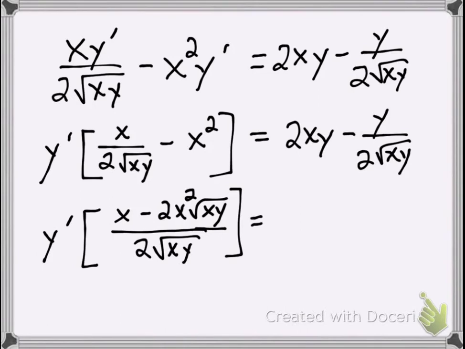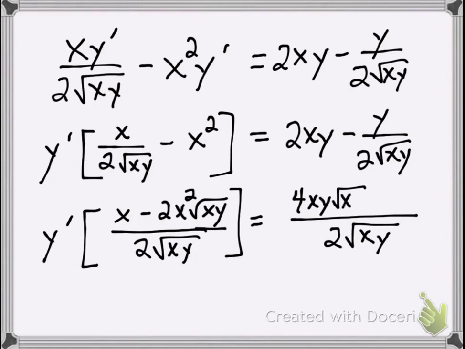Now on the other side, we're going to multiply the first term by 2 radical xy over 2 radical xy. So we're going to end up with this common denominator. And so, like I said, we're going to multiply this first term, 2xy, by 2 times the square root of xy. So we get 4xy times the square root of xy. And then we're left with minus y.